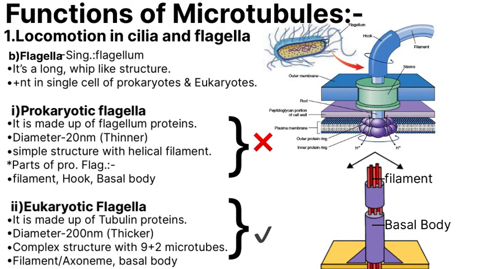Then we have flagella. Flagella is the plural term of flagellum. It's a long whip-like structure present on the surface of the cell. And unlike the cilia, flagella are present in the single cell of both the prokaryotes and eukaryotes. Let me repeat it again. They are present in the single cell of both the prokaryotes and eukaryotes, but not in the multicellular cells. Cilia can also be in the multicellular epithelial cells, but the flagella cannot be in the multicellular cells.